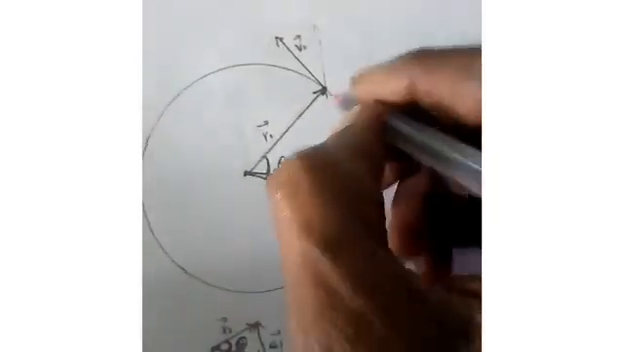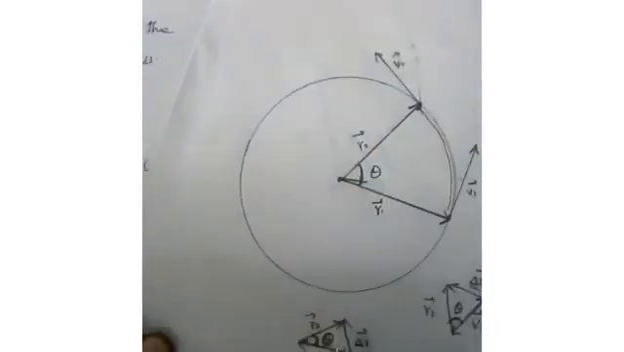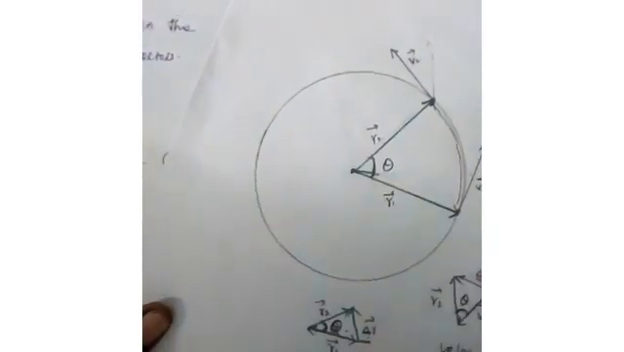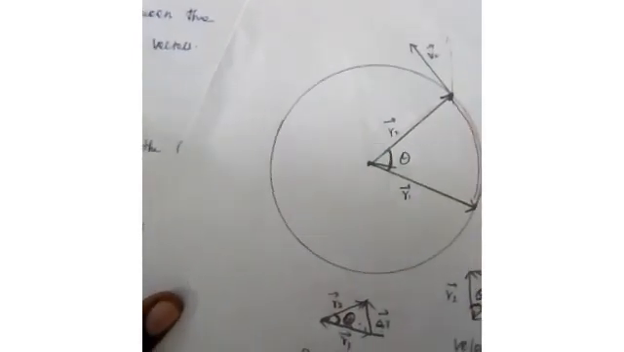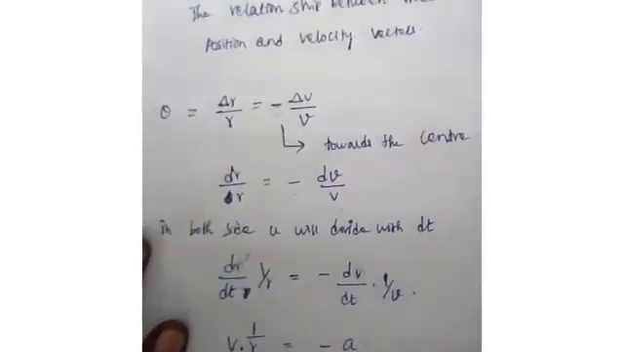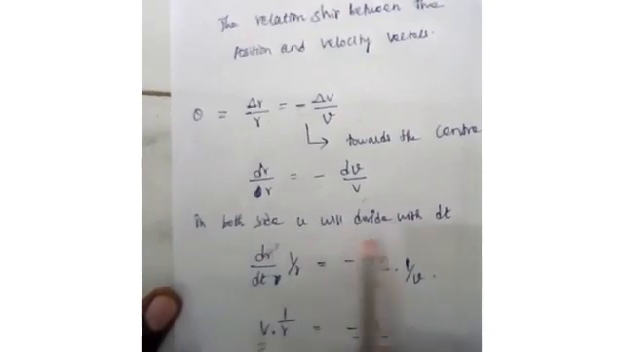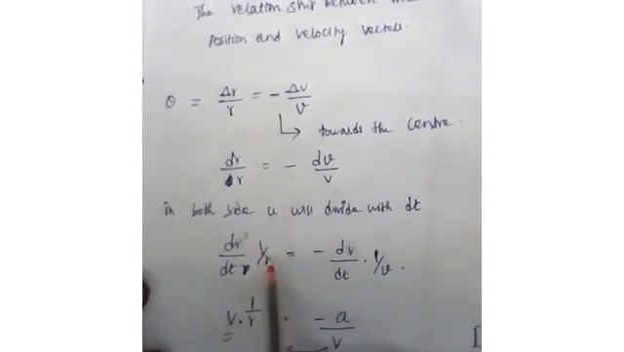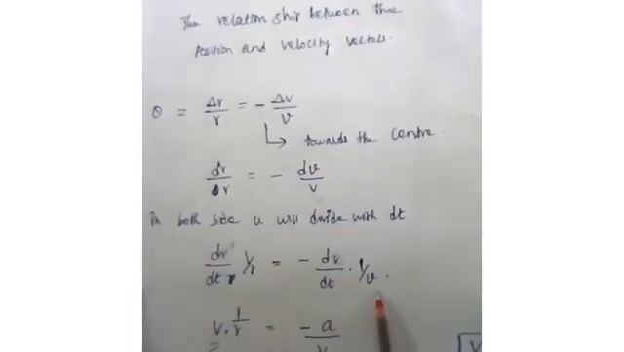So here delta r, this is r, right? So theta equals delta r divided by r. Next is velocity. The angular displacement of the velocity is nothing but delta v vector divided by v vector. I am putting a minus because the velocity change is towards the center. On both sides we will divide by dt. So dr divided by dt. Next, 1 by r equals minus dv divided by dt times 1 by v.